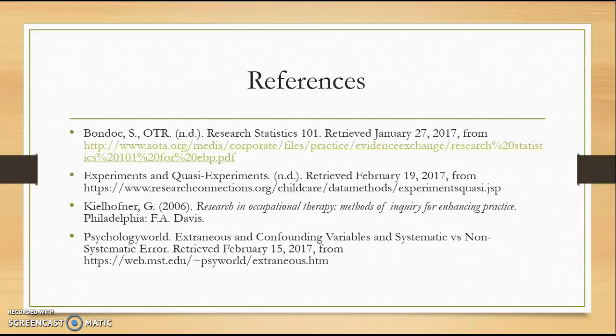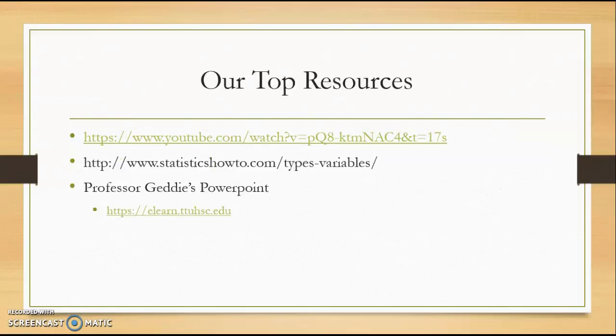So, as we wanted to know, we have a lot of different references for our personal PowerPoint, and that was because with each website we would go to, they would talk mainly about independent or dependent, or confounding variables just specifically. So we had to go to a lot of different places to get all of our information. Just something, if you guys are going to be studying for this, you got to dig a little deeper. And then our top resources are another YouTube video, which we didn't show today, statisticshowto.com that gave a broad overview of all the different types of variables without going into too much detail, and then Professor Getty's PowerPoints as well.